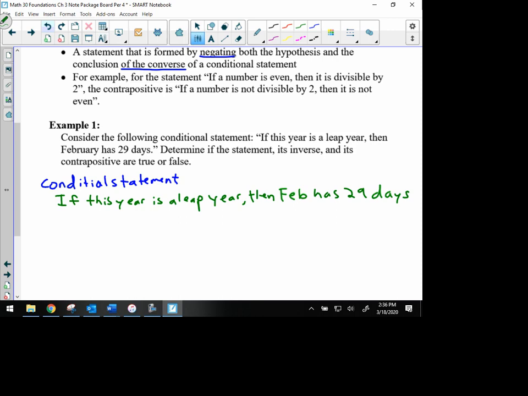So determine if it's true or false. Remember, we determine if it's false if we can find a counterexample. But one of the things that makes a leap year is the fact that we have that extra day, and that occurs in February. So we know this is true. We're not going to have a leap year unless February has 29 days. So if this year is a leap year, then February has 29 days, this is true.